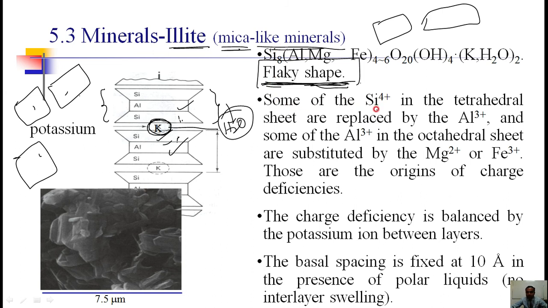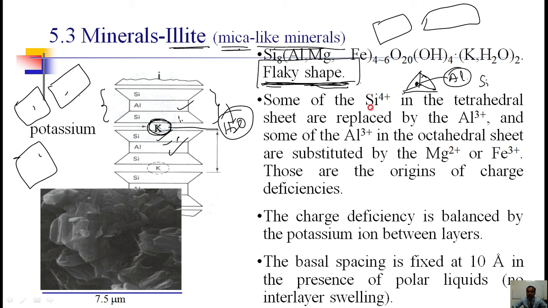Some of the Si4+ in the tetrahedral sheet are replaced by Al3+. Tetrahedral sheet you have seen; inside it one mineral will be there. That mineral, if it is Al, can be replaced by some Si. Like that you can replace them. And some of the Al3+ in the octahedral sheet are substituted by Mg2+ or Fe3+. Those are the origin of charge deficiencies.